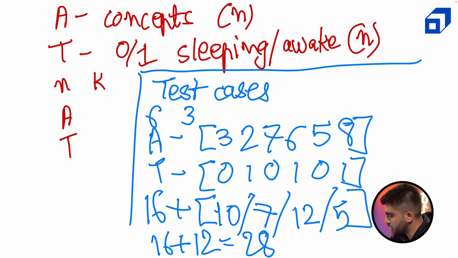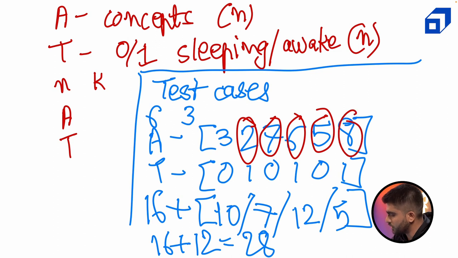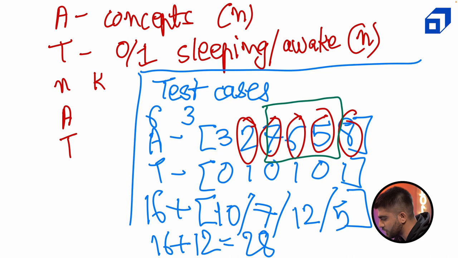12, 28. Let's again have a look at which k consecutive we are taking. We are going to take this. Mac is awake. I will wake him up here. He is still awake. I'll wake him up here and he's still awake. So these 3 minutes, I will help Mac stay awake so that I can maximize the number of minutes he's awake and he writes the maximum number of concepts. So if you just calculate 2, 7, 9, 20, 28, okay, 28 is the right answer.